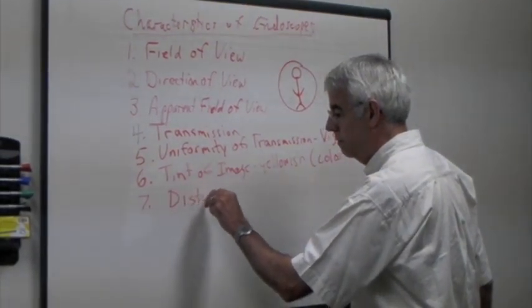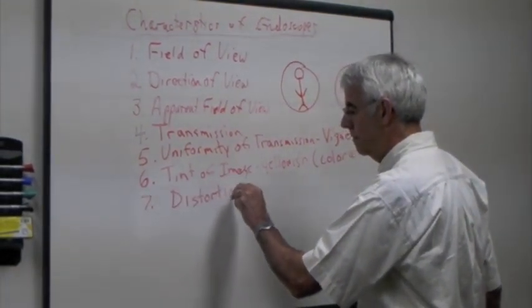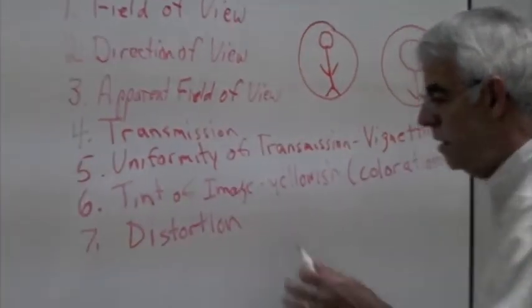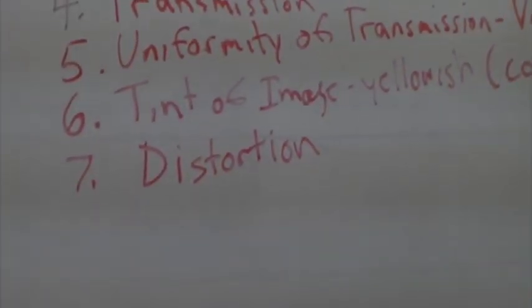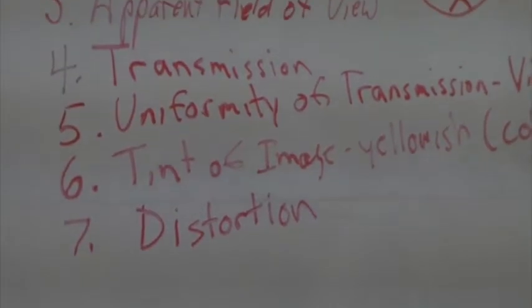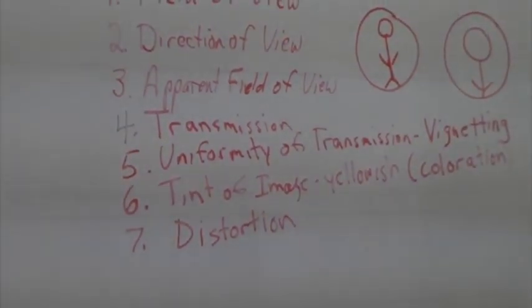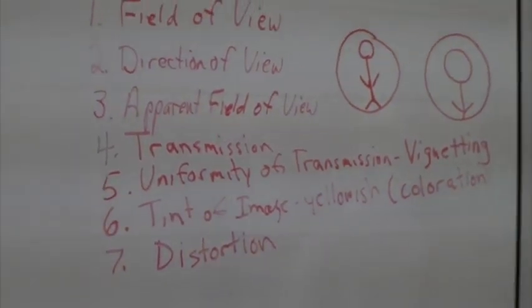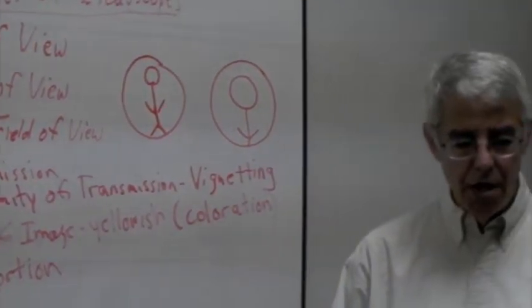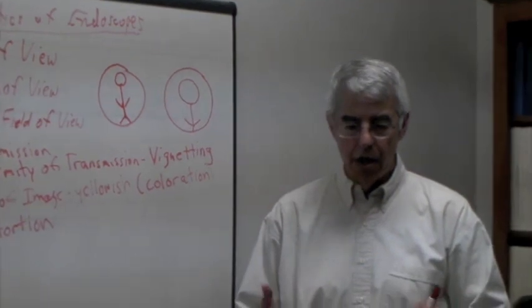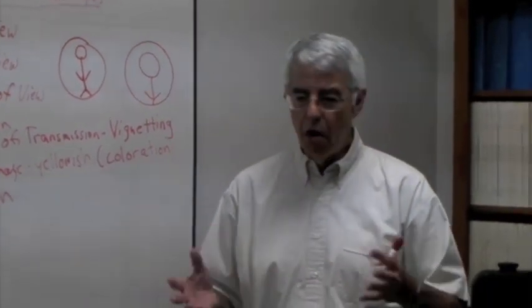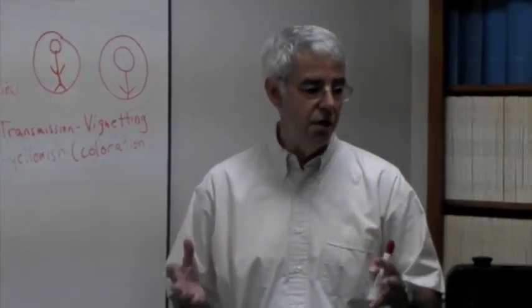Distortion. The only thing difficult to understand about distortion is people often use the term incorrectly. They say this image is distorted to mean that the image is blurry, or there's something wrong with the image.